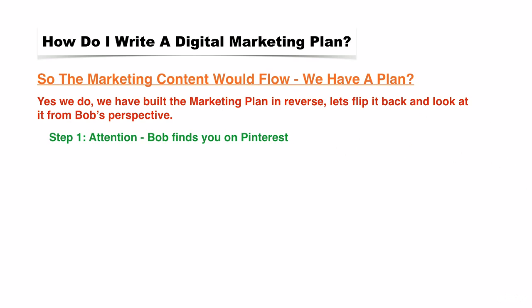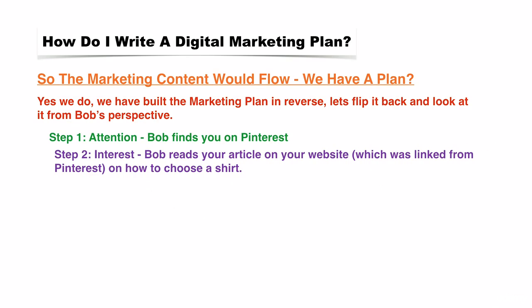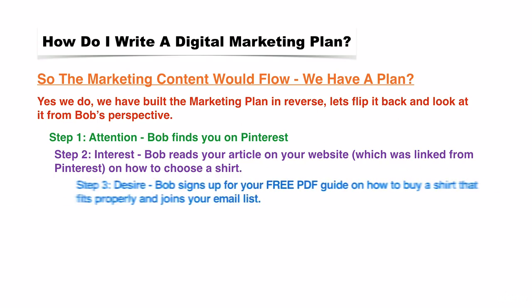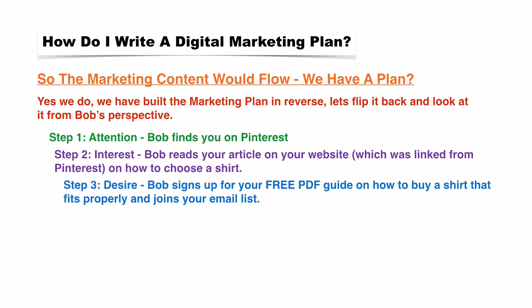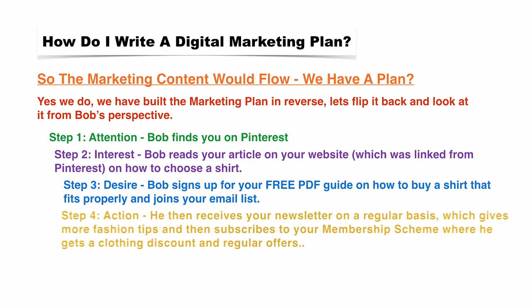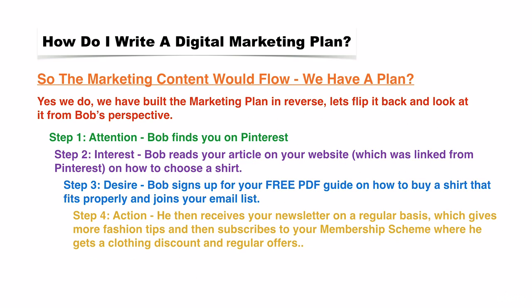Step 1, attention: Bob finds you on Pinterest. Step 2, interest: Bob reads your article on your website, which was linked from Pinterest, on how to choose a shirt. Step 3, desire: Bob signs up for your free PDF guide on how to buy a shirt that fits properly and joins your email list. Step 4 is action: he then receives your newsletter on a regular basis, which gives more fashion tips, and then subscribes to your membership scheme where he gets a clothing discount and regular offers.